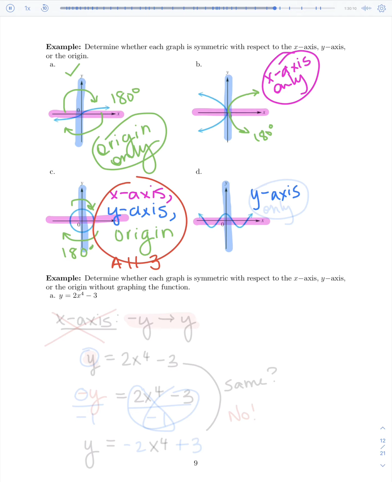Now what happens if you turn this 180 degrees is you will not get the same picture. So the only thing that we have here is the y-axis symmetry, and that's it.